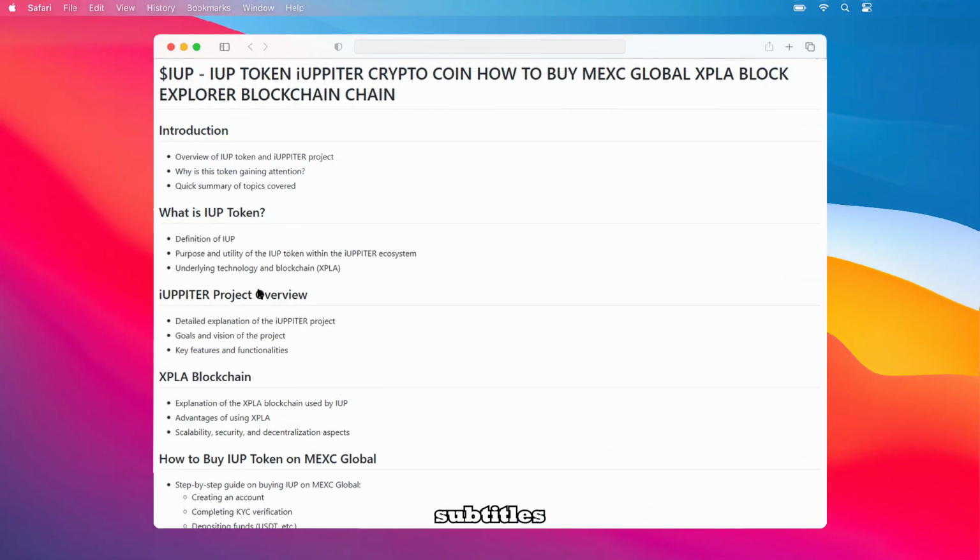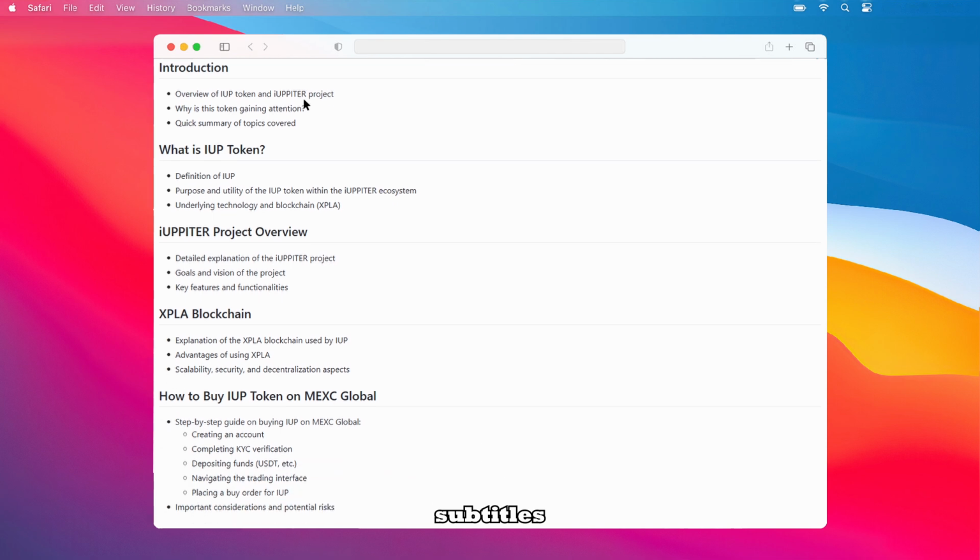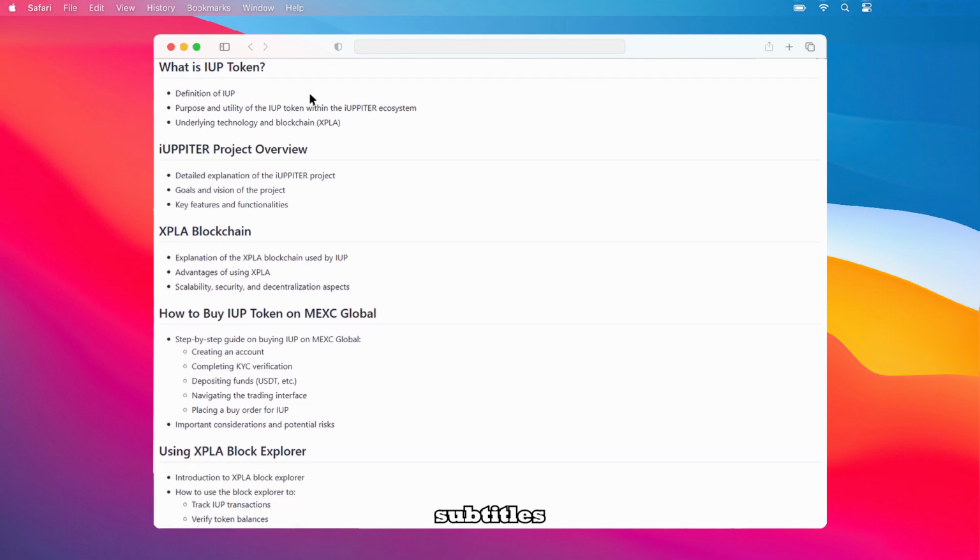Today, we're diving deep into the IUP token and the IUP project. This cryptocurrency is starting to make waves, and we're going to explore why it's gaining so much attention right now. In this video, we'll be covering an overview of the IUP token itself, a look at the IUP project behind it, where you can buy it, specifically on MEXC Global, and how to explore the XBLA blockchain and chain using a block explorer.